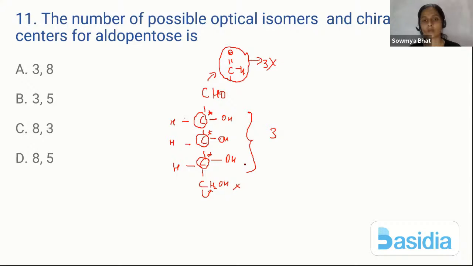That would be 3. When you say 3, what happens? It should be option A or B or C or D, where you have 3 as a second one. That's present only in the option C. Okay, so if there are 3 chiral centers, then the number of possible isomers would be 2 to the power n, where n refers to the chiral centers. When you apply 2 to the power 3, that's equal to 8. So 8 optical isomers are possible and there are 3 chiral centers.